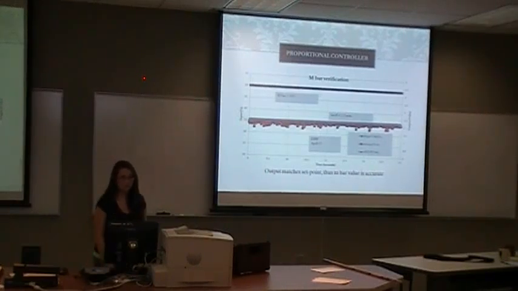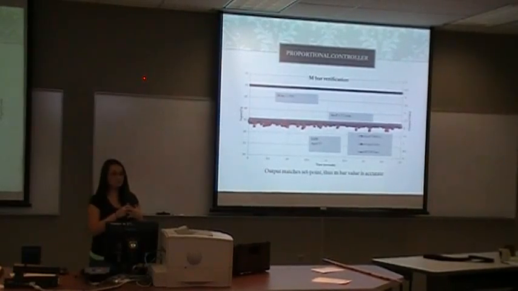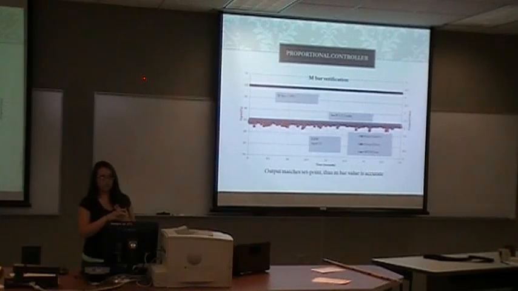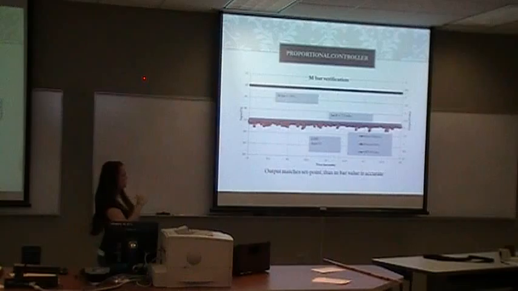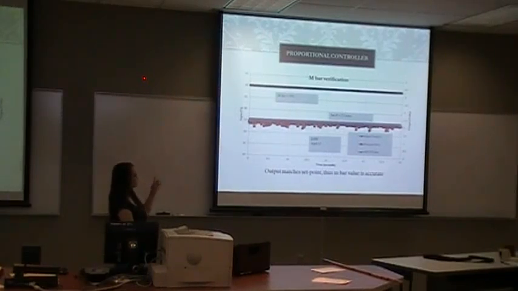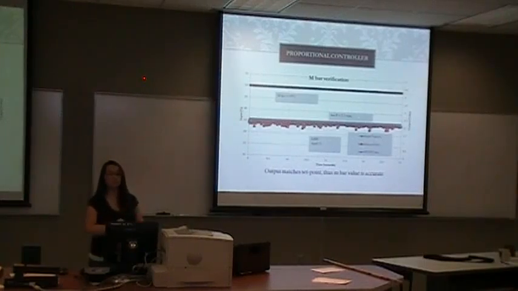And this is this week's focus. This is the 0 to 15 range in M-bar verification, and it is accurate because the output, which is the red line or the red squares, matches up with the set point. And M-bar is 50 and set point is 2.2.